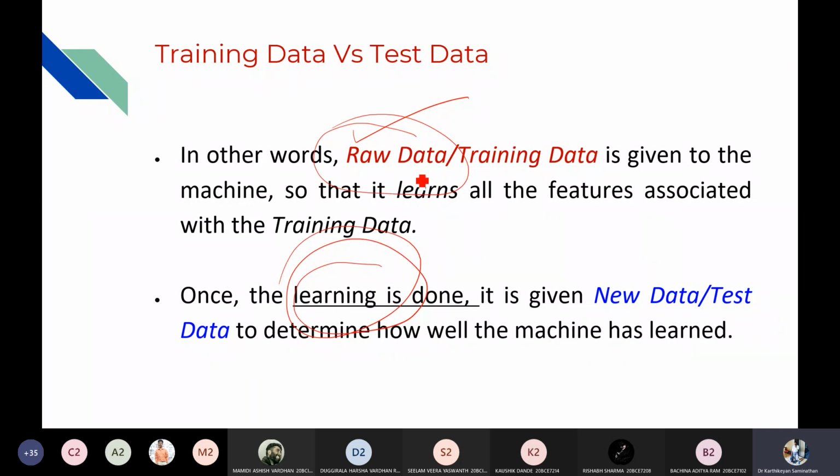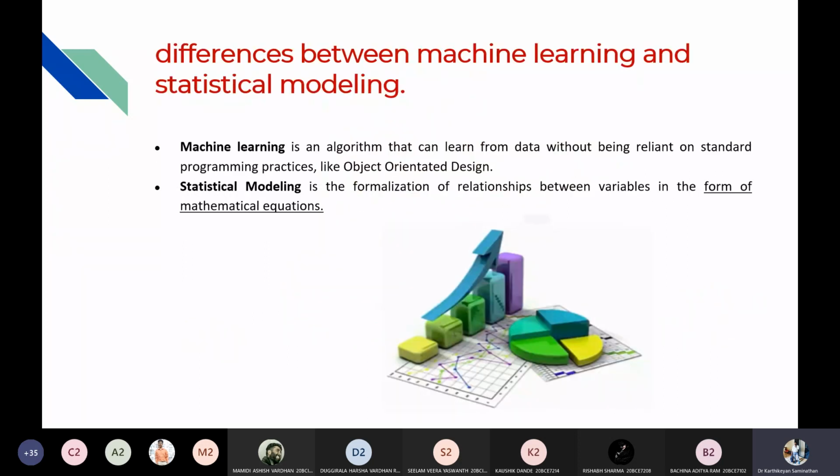Again, once the learning is done, whether it is supervised, unsupervised, reinforcement, semi-supervised, transfer learning or active learning, whatever the learning, it is given test data to determine how well the machine has learned. That is the difference between your training data and testing data, right?